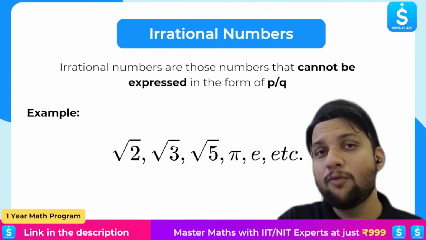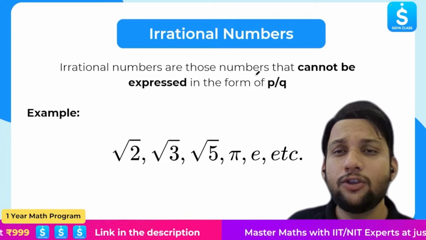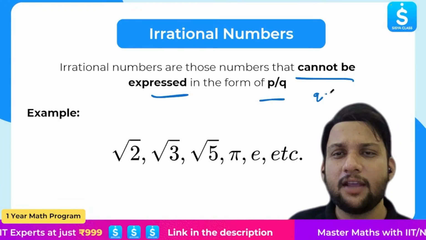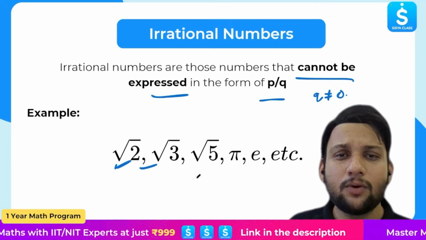Okay. Let's move on to irrational numbers now. So irrational numbers, I have already covered the definitions. Irrational numbers are those numbers that cannot be expressed in the form of p by q, of course, q is not equal to 0. That is done. So what are the examples? Root 2, root 3, root 5, pi.